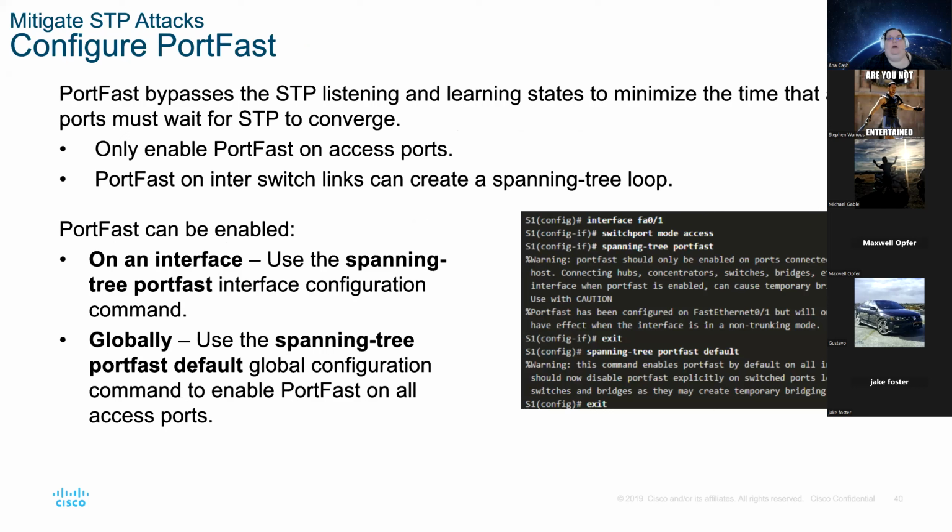So Portfast bypasses the STP listening and learning states to minimize the time that access ports must wait for STP to converge. Only enable Portfast on access ports. Portfast on interswitch links can create a spanning tree loop. Portfast can be enabled on an interface using the spanning-tree portfast interface configuration command, or globally using the spanning-tree portfast default global configuration command to enable Portfast on all access ports. And you see that over on the right, the example of what that would look like when you enter those commands in.